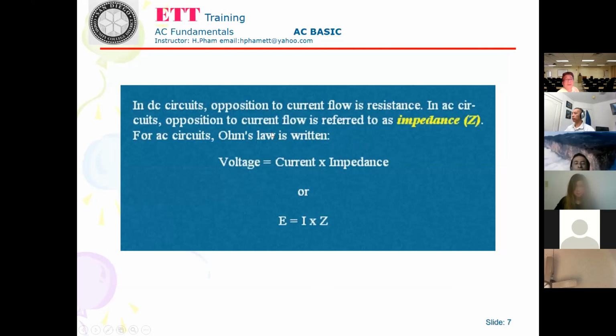Okay. So in the DC circuit, opposition to the current flow is resistance. In the AC circuit, opposition to the current flow is referred to as impedance. So in the AC, they're using the impedance. It is a combination of the resistor, the capacitive reactance, XC, and also the inductive reactance, XL. Combined, they call it impedance.